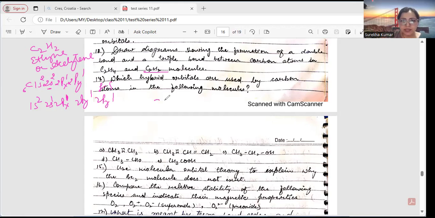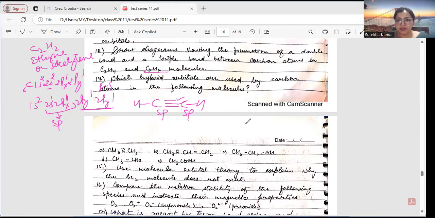C2H2 has this kind of basic structure. It is showing two pi bonds and one sigma bond. So hybridization will be sp, no doubt. So you have to show sp hybridization. The remaining p orbitals will not be hybridized. So the type of hybridization is sp. How to draw the structure? Once again, there is a trick.